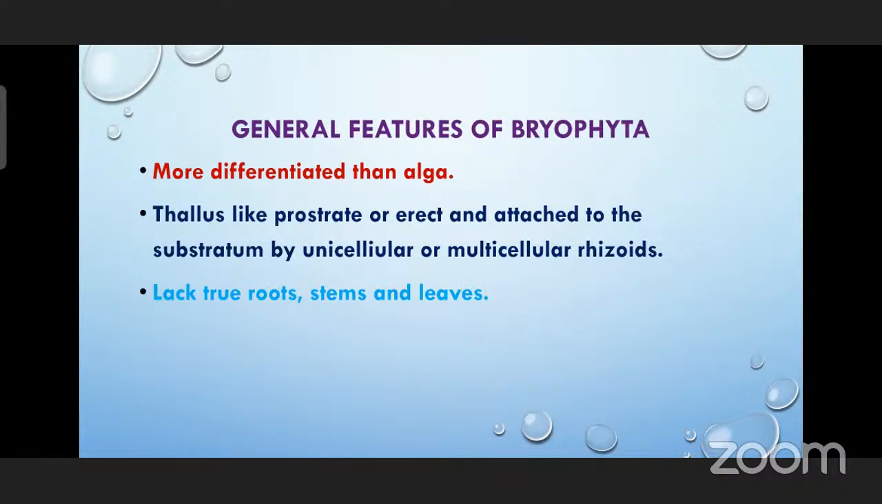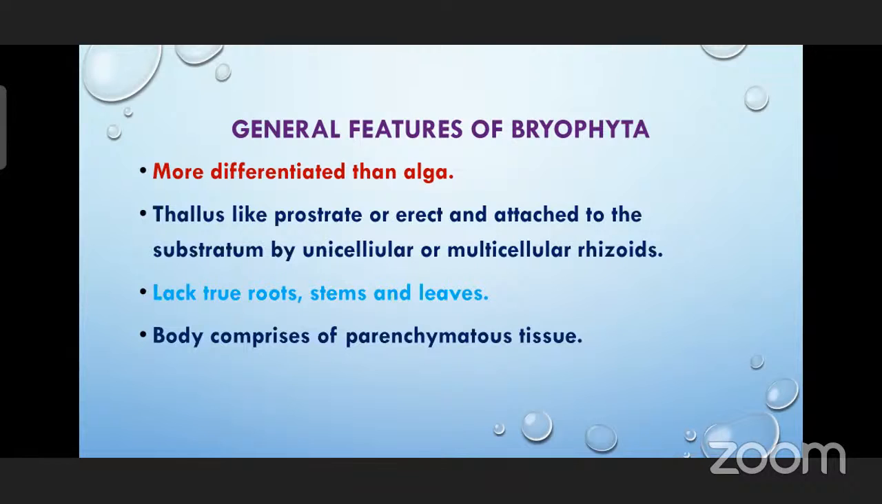They lack true roots. Rhizoids are nothing but false roots. They are for fixing the plant body to the substrate, and there is no true root system here. It is only for supporting purposes, getting fixed to the soil or rock. And stems and leaves will be seen clearly. The body comprises parenchymatous tissue. The entire body has living tissue.